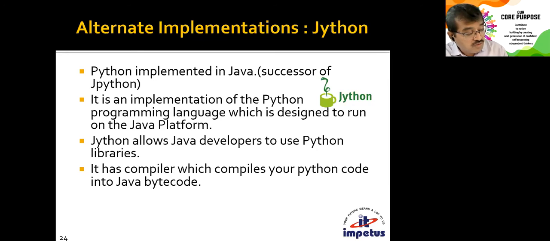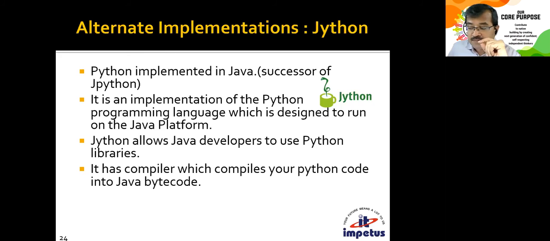Now, if your Python code gets translated into a format which JVM can understand, pass it to the Java Virtual Machine. The Java Virtual Machine understands JVM ka bytecode, so it will run. That means your Python will run on the Java platform as well. So it is not the case ki Python ke program ko run karne ke liye PVM hi chahiye. Python ka program JVM pe bhi run kar sakta hai.